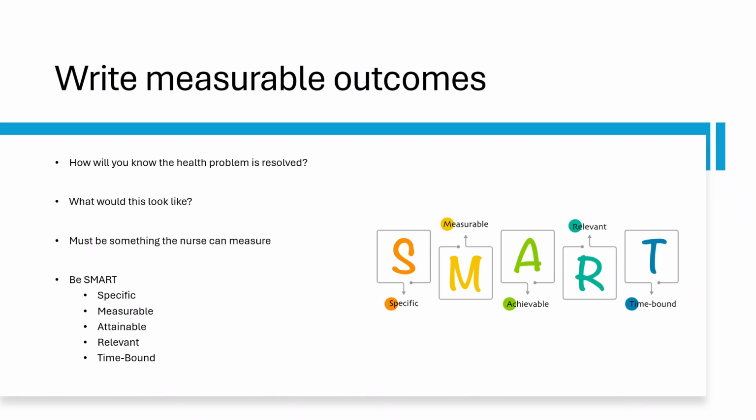And don't forget the SMART framework. S stands for specific, M for measurable, A for attainable, R for realistic, and T for time bound. This structure helps ensure your outcomes are clear, achievable, and focused on what matters most, the patient's progress.